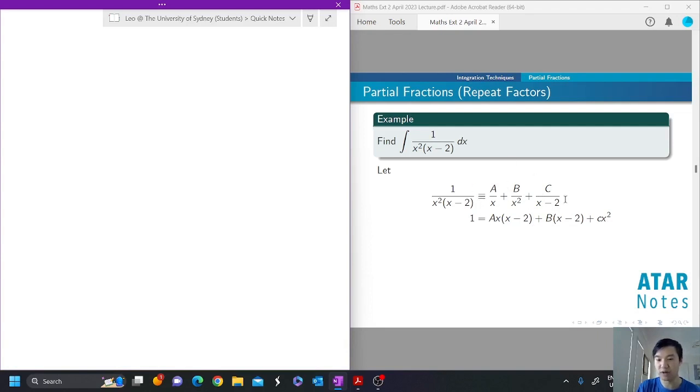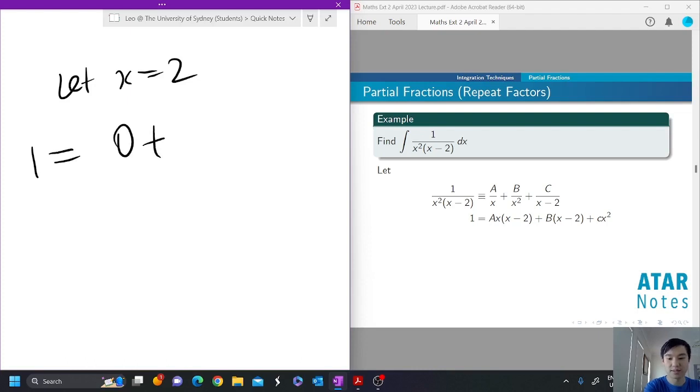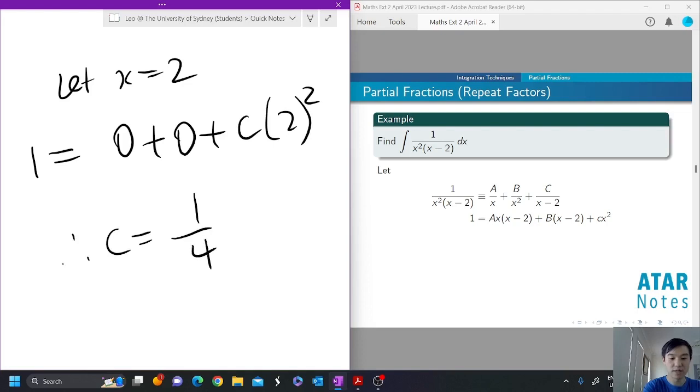Then we can put this all into one fraction, and then we can say that 1 is equal to ax times x minus 2 plus b times x minus 2 plus c x squared. So let's figure out what a, b, and c are. You can do substitution. Let x be equal to 2. So 1 is equal to 0 plus 0 plus c times 2 squared. So therefore c must be equal to 1/4.